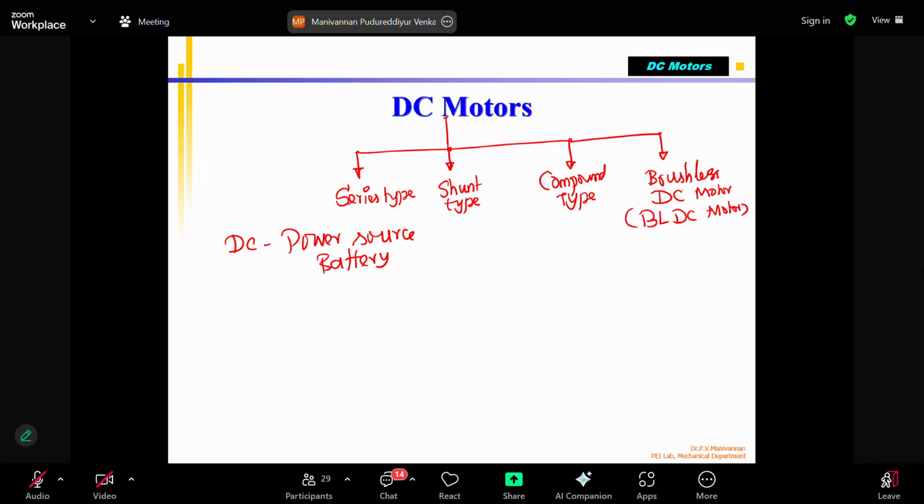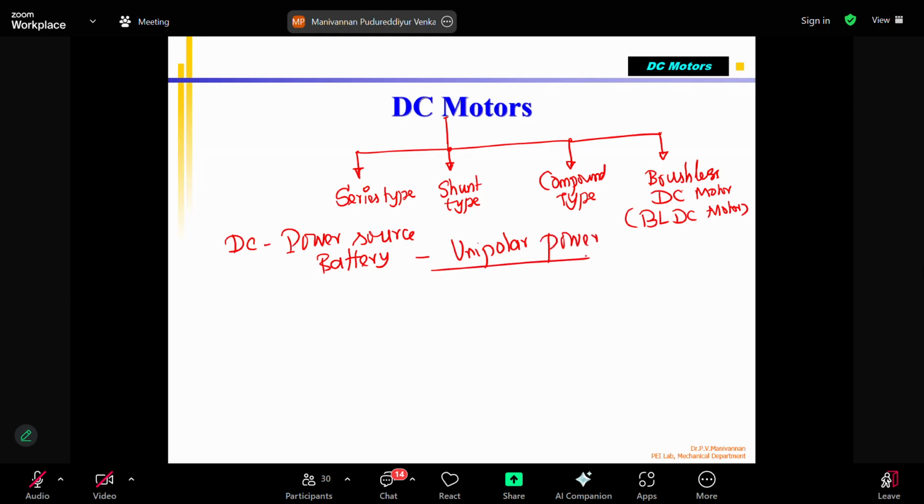Before the invention of this one, batteries were used in the 1600s and 1700s, till the generators or the DC generator were invented. So a DC motor uses DC power, which is called unipolar power. Another name is unipolar power.